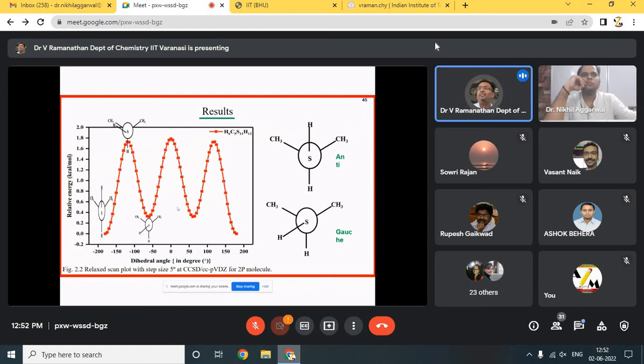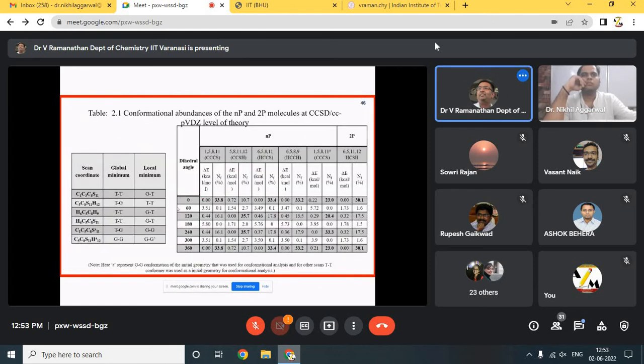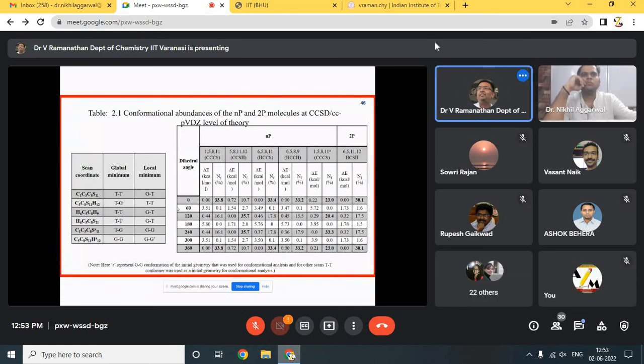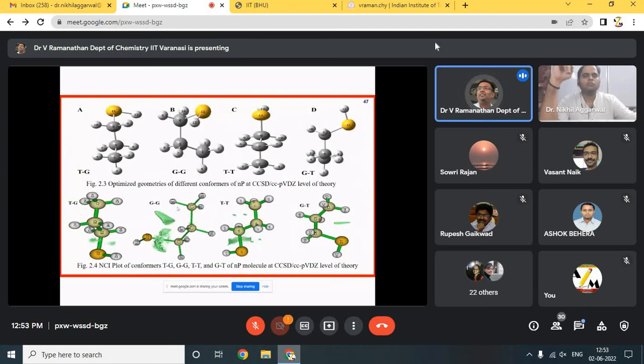So in this case, the complexity of the conformational space reduces to a large extent, so much so that you have only two conformers possible, that is gauche and anti. And this is again justification for why the minimum conformer is the most stable conformer. I won't get into the details. For those of you interested, you can look at our published result.